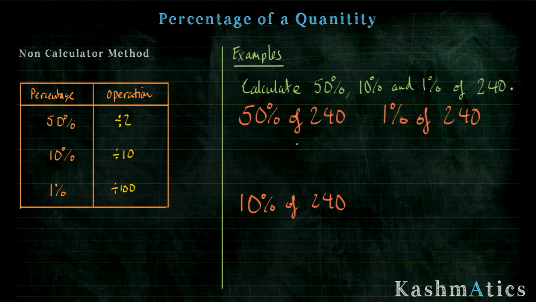So if I want to work out 50%, 10% and 1% of 240, I can do it quite easily. 50% of 240 would be 240 divided by 2, which is 120. 10% of 240 would be 240 divided by 10, and that would be 24. And 1% of 240 would be 240 divided by 100, which is 2.4.